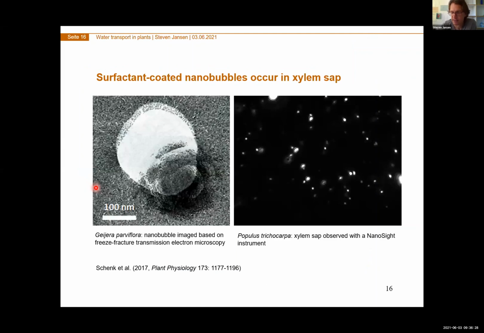And the nice thing is, although that was speculation, or largely is still speculation, we started looking and searching for these surfactant-coated nanobubbles. And this was really hard to do because we did here this freeze fracture transmission electron microscopy, and we could see nanobubbles with the surfactant coat artificially kind of broken up next to it. And we can also see with a NanoSight instrument tiny particles, which we know are the nanobubbles, and we can measure the concentration and their sizes in xylem sap.